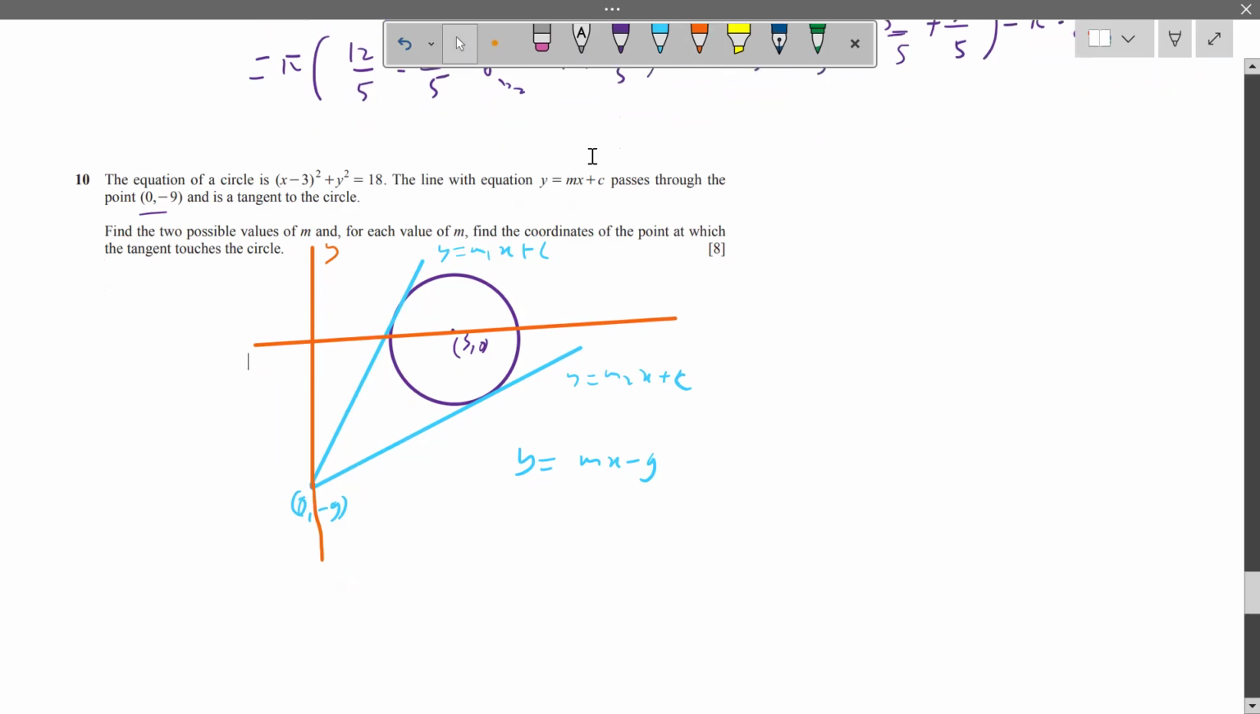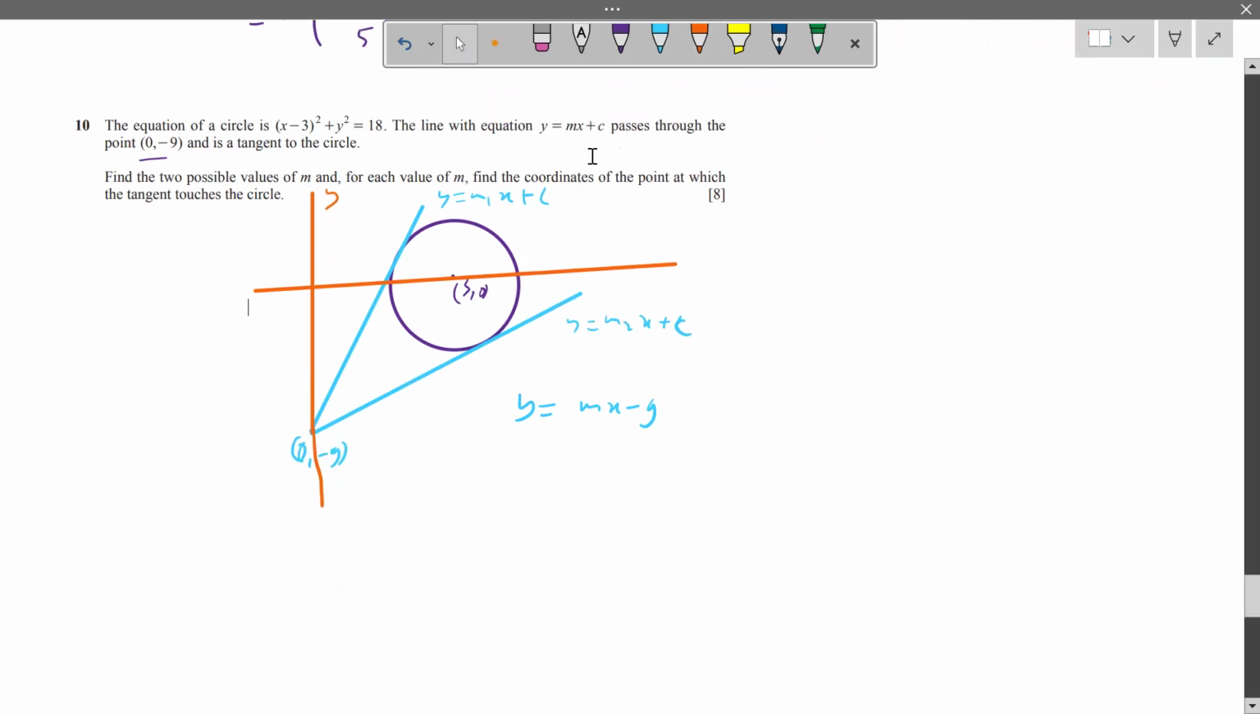Now, how do we determine the equation of the lines? Well, notice that when a line is tangent to a circle, its distance to the center of the circle is equal to the radius. And the radius is square root of 18 or 3 square root of 2.